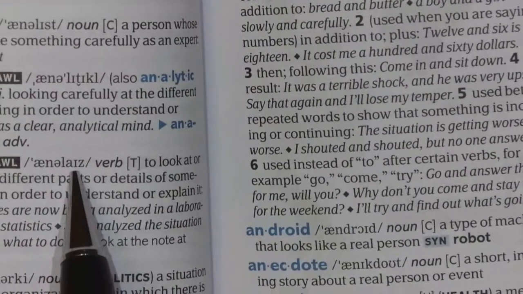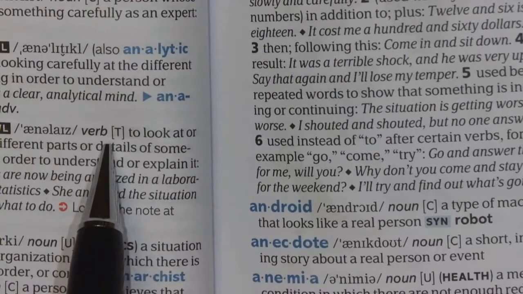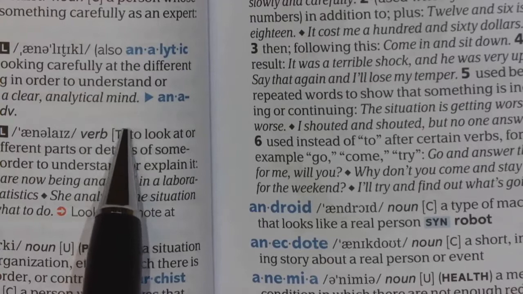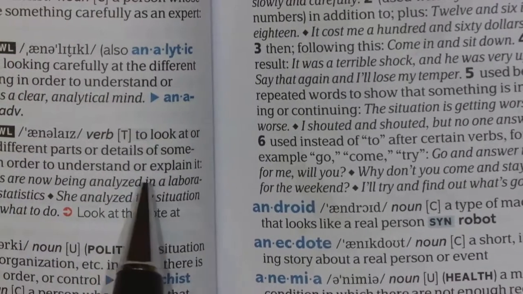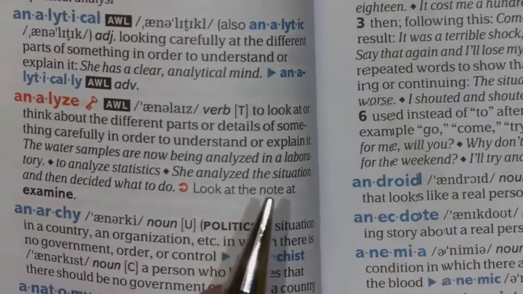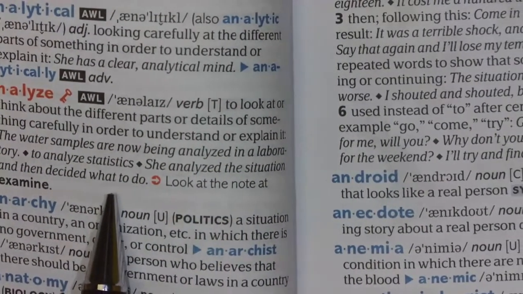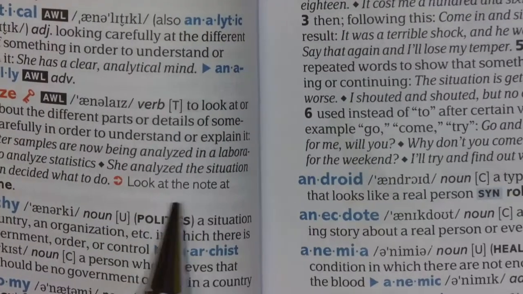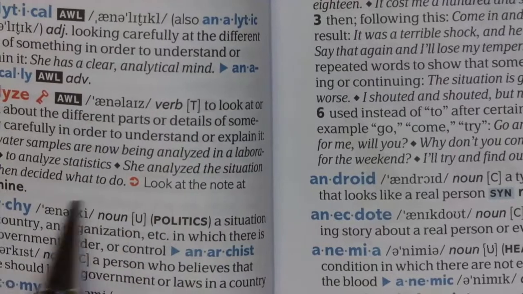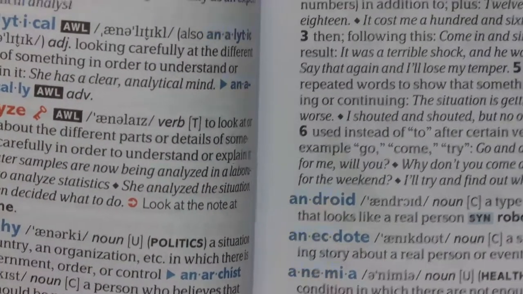We have the pronunciation here. And then we see that it's a verb. That's the word type. And it's a verb that takes an object. It's transitive. So we have our definition. We have our example sentences or example phrases. And then we see the symbol again with the arrow. And it says, look at the note on examine. So let's do that now so we can see why they're telling us to go look at examine.